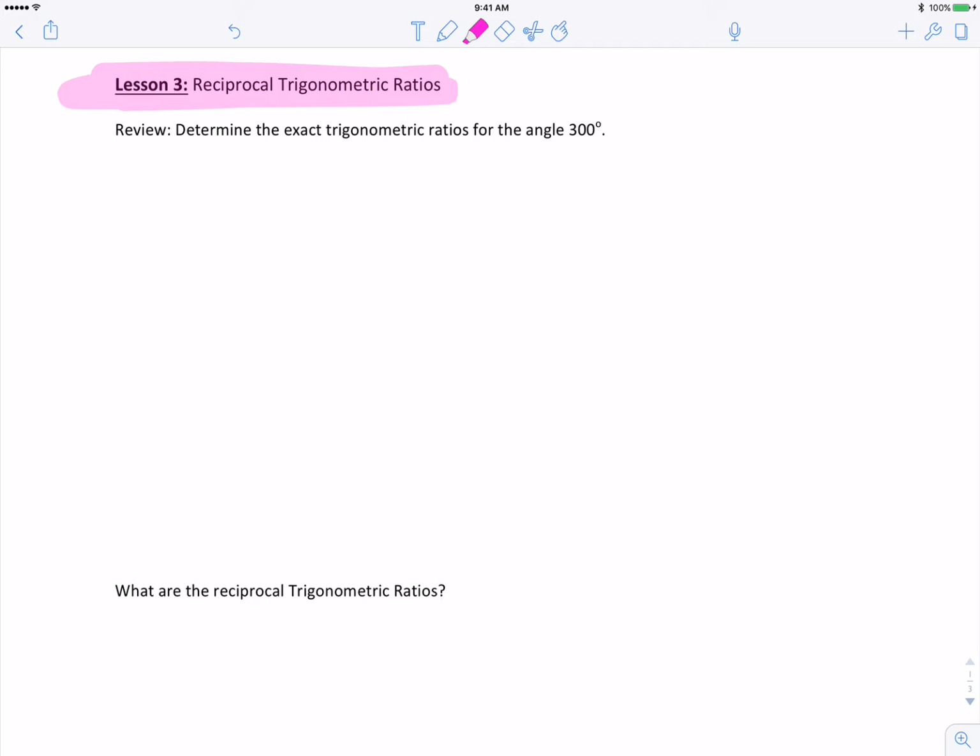Hi guys, so very excited that we're going to be doing reciprocal trig ratios today. Sorry that I couldn't be there, but I'm sure you'll survive without me.